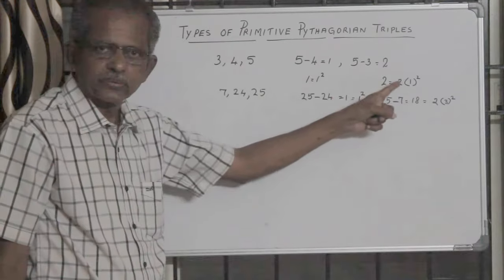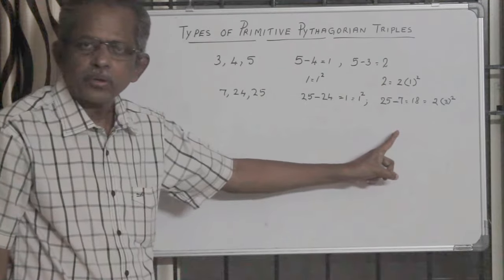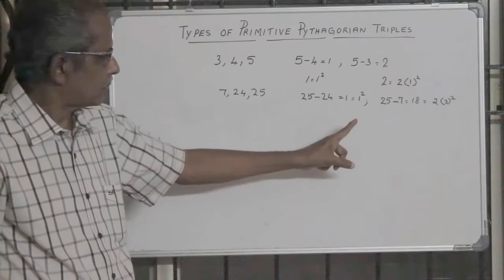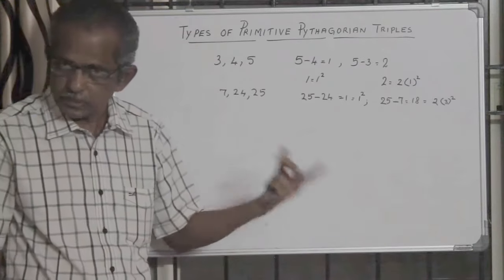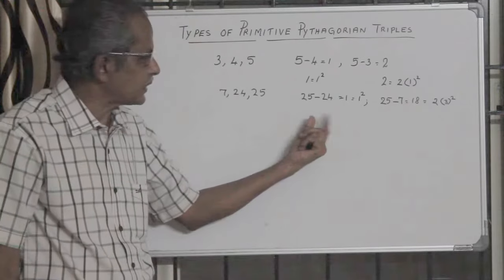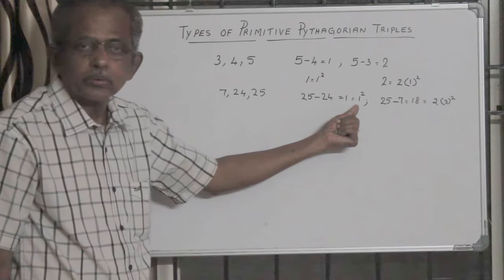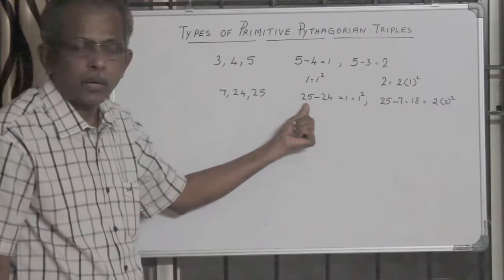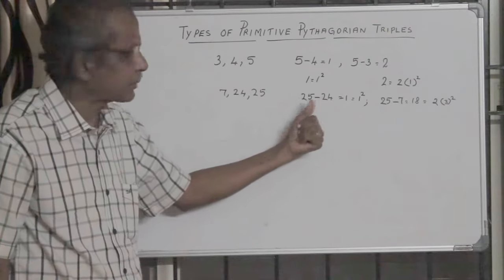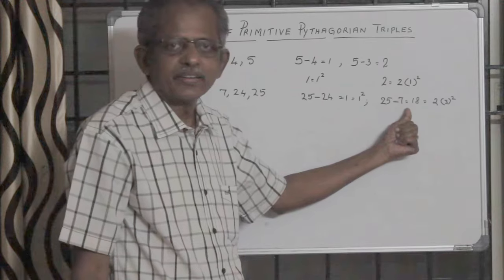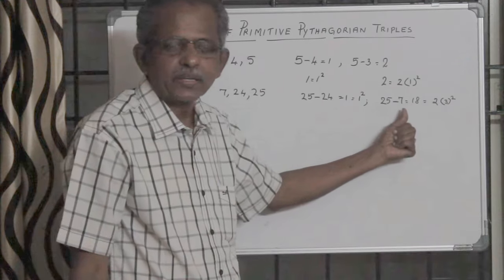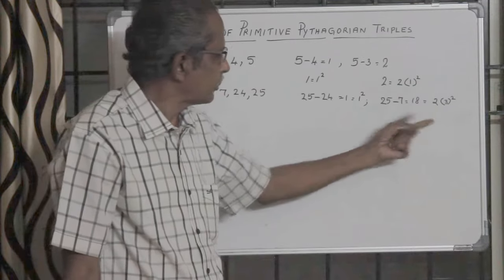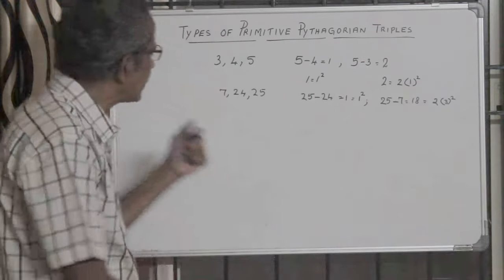These two differences we can see in every primitive Pythagorean triple. But sometimes one change may be there. Sometimes the difference is the square of an integer between the hypotenuse and the longer side, and sometimes it will be in the difference between the hypotenuse and the smallest side. This will interchange. You can see one more.